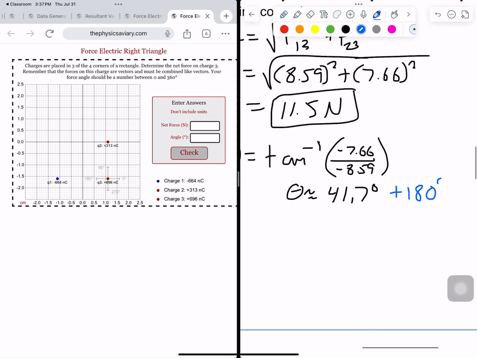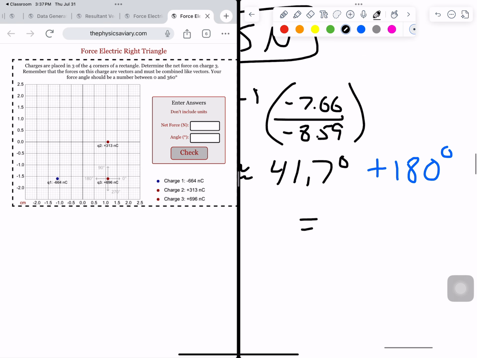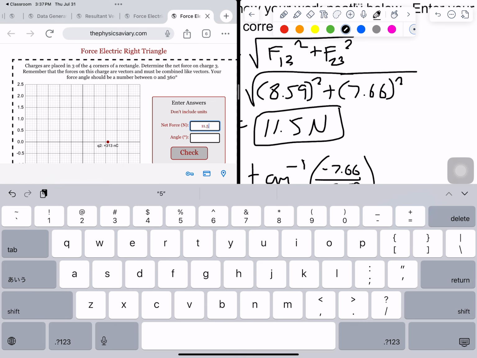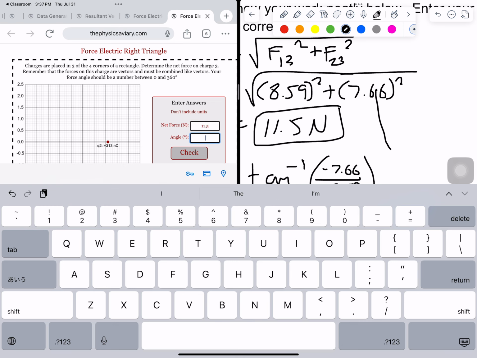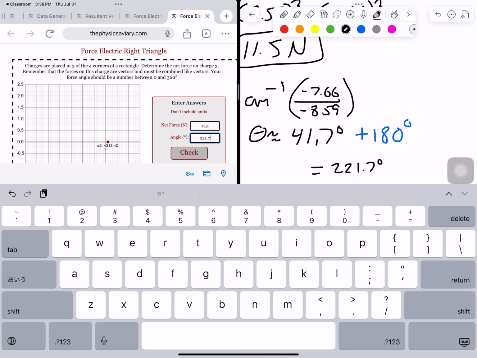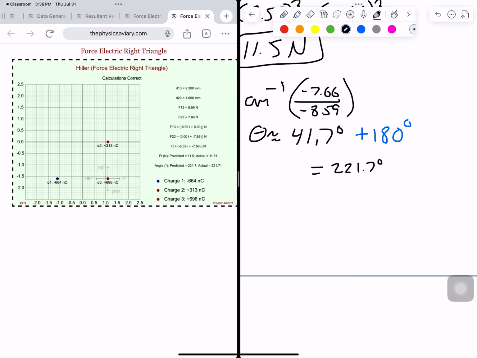So just, in my case, add to 180. Just take your angle from 0. Figure out how to take your angle from 0 degrees. So for me, I'm getting about 221.7. Okay, I'm going to enter in my values. Go ahead and enter in yours. And there you go. I was able to do that correctly. Hopefully you were able to do that correctly as well.